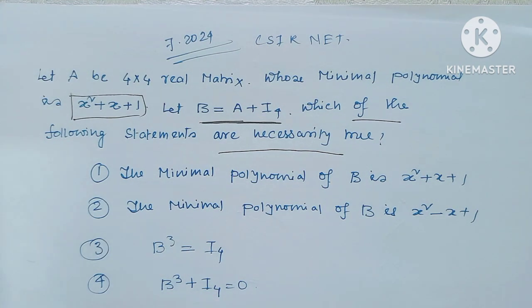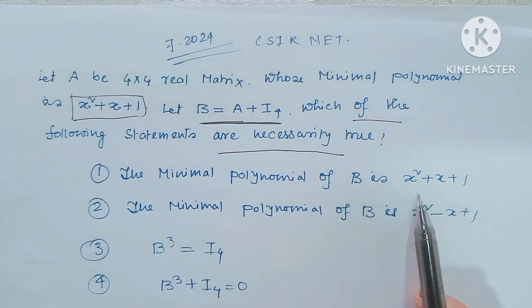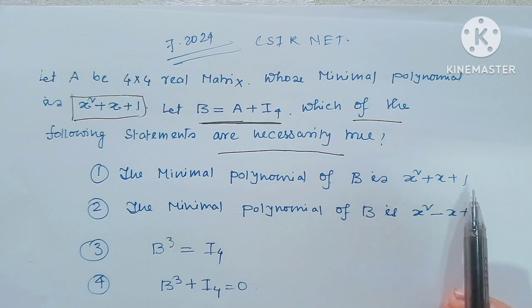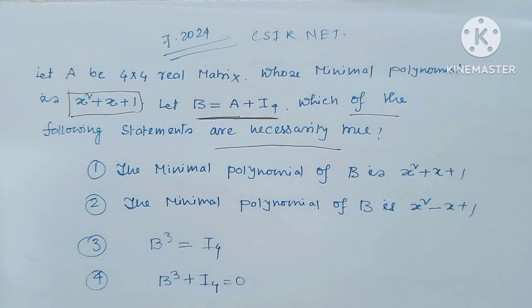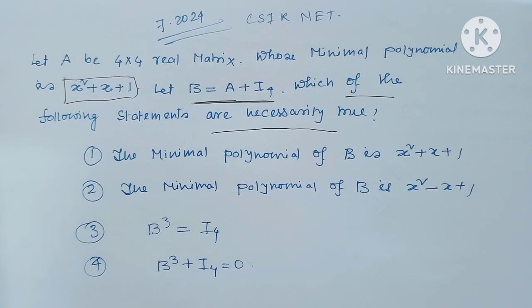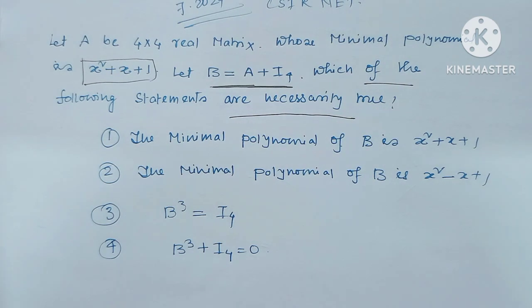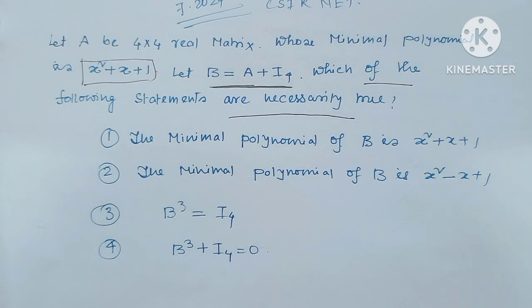Option 1, the minimal polynomial of B is x square plus x plus 1. Option 2, the minimal polynomial of B is x square minus x plus 1. Option 3, B cube equal to I4. And option 4, B cube plus I4 equal to 0.